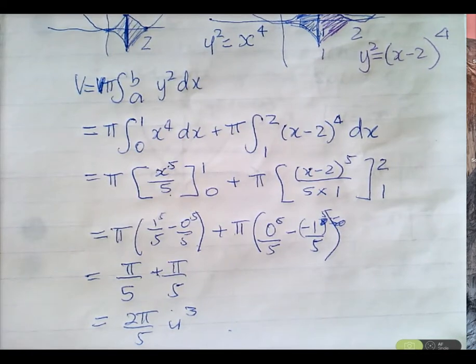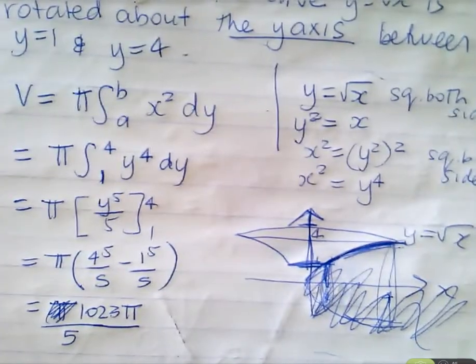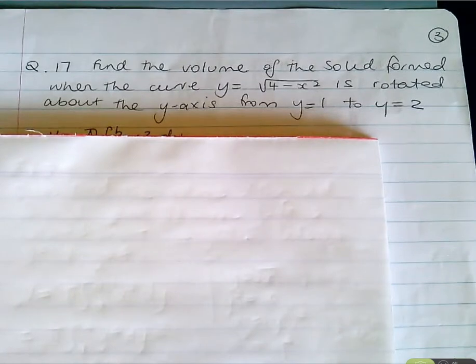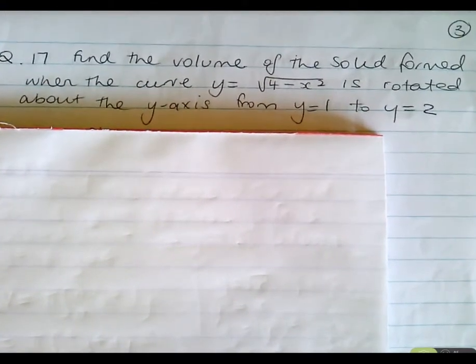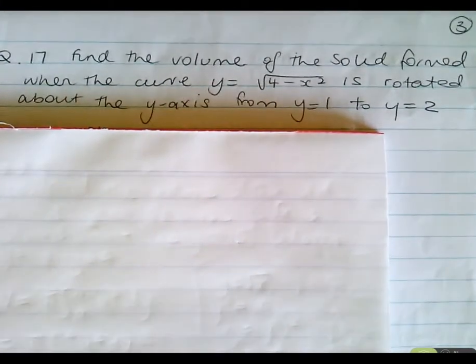All right, next question. The next question is question 17. Find the volume of the solid formed when this curve is rotated about the y-axis from y equals 1 to y equals 2. Again, write the formula out, you don't have a problem. I think we're going to have to do some harder ones.